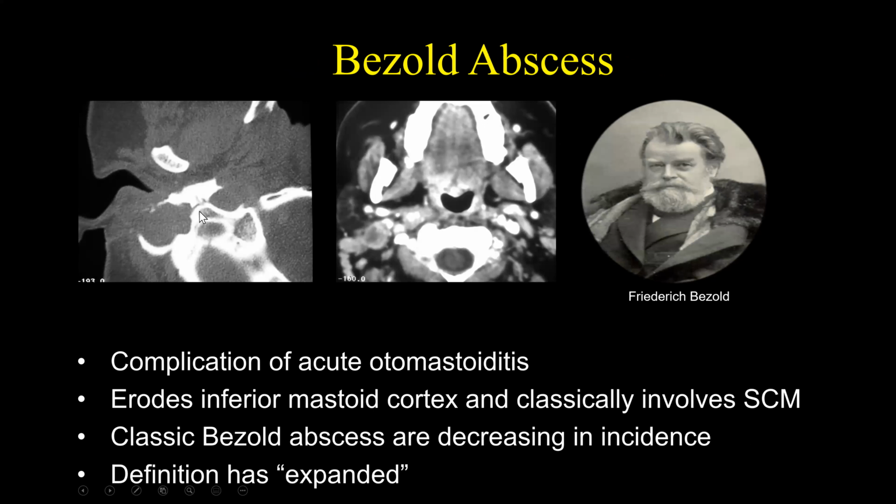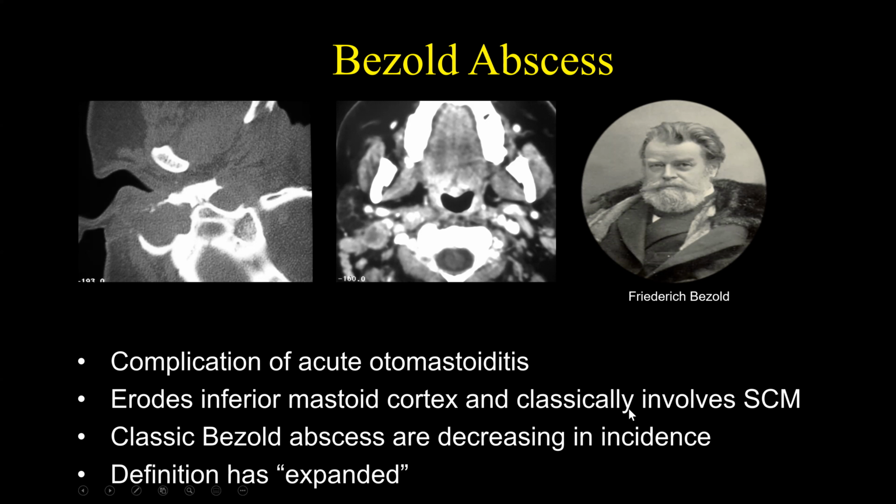Now, if this mastoid infection extends inferiorly and erodes the distal portion of the mastoid tip, then this can result in what we refer to as Bezold's abscess. And again, this was described years ago, at the turn of the century, by Friedrich Bezold, who was a German physician. And what Bezold described, Bezold's abscess, again, was a complication of acute mastoiditis. And this is classically identified as erosion of the mastoid cortex and involves the sternocleidomastoid muscle.